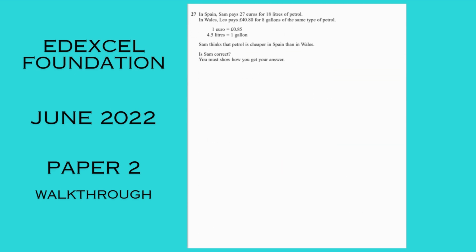On to number 27. Whoops. So, another wordy, but certainly more friendly than the previous coordinates question. So, as with all wordies, one thing at a time. But slightly different, I like to link ideas on these. So, in Spain, Sam pays 27 euros for 18 litres.